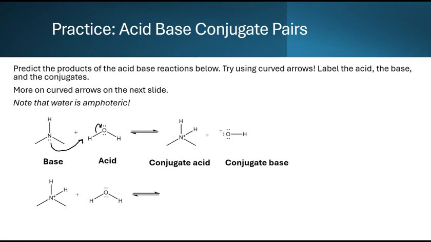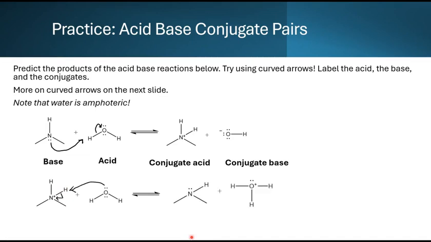Let's do another one. In this scenario, we have a nitrogen with a positive formal charge, so its hydrogen will be acidic, one of the two. The electrons from the O are going to pull off that H plus, and then the sigma bond will become a lone pair on the nitrogen. Let's show that with arrows.